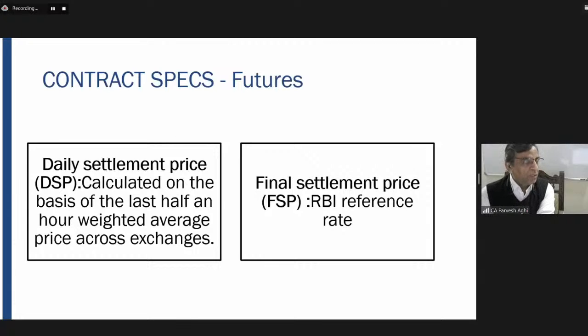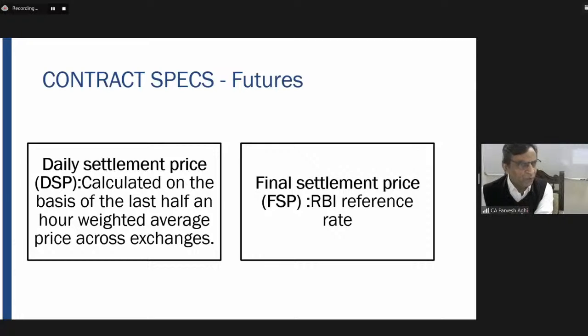The settlement price has to be calculated on the last half an hour, because a lot of volatility can happen in the last half an hour. A lot of speculation, a lot of manipulations can happen. So it is a weighted average price which is taken as the price for calculating your daily settlement, whether you're making a gain or loss on a daily basis, whether the money will come to you or money will be taken from your account. It will depend upon the last half an hour weighted average price of the currency pair.